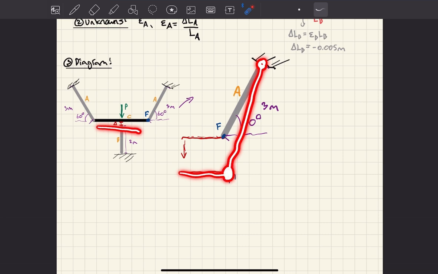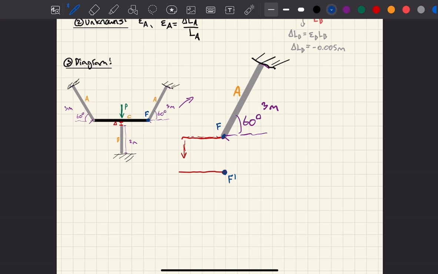I want you to realize that the displacement of this point F is perfectly vertical, right? So if I were to draw a vector saying what the displacement of point F is, it would just purely be vertical. So this is, we can say, delta LA in the y direction, right? It's purely vertical. Is this the delta we're looking for?